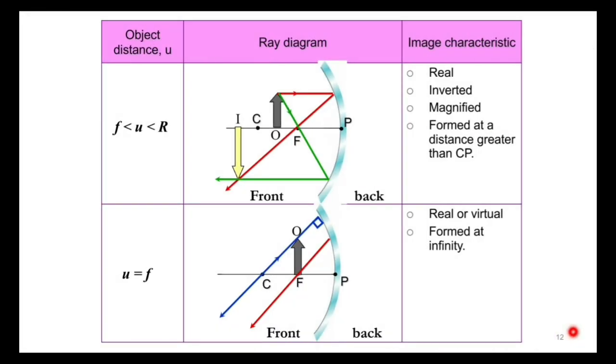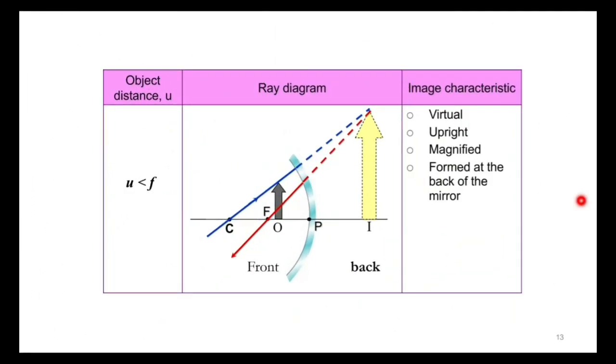Next, if you put the object between point C and point F, the image is also real, inverted, and magnified. Magnified means the image is bigger compared to the object, and the position of the image is greater than point C. If you put the object at the focal point, the image will form at infinity. Therefore, we don't know whether it is real or virtual.